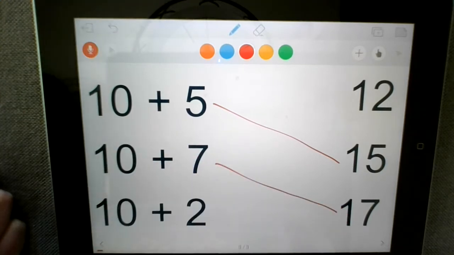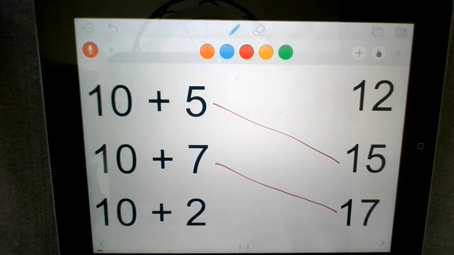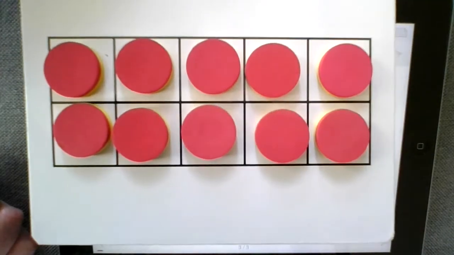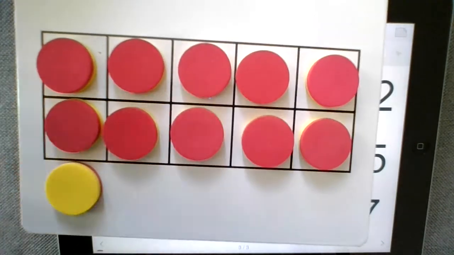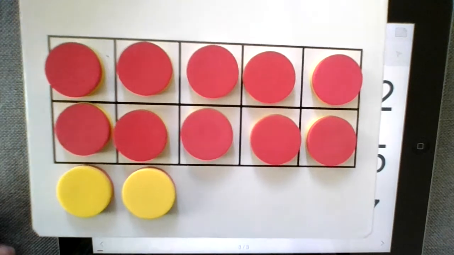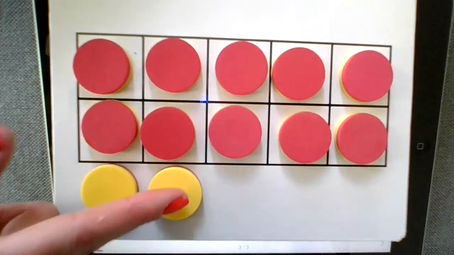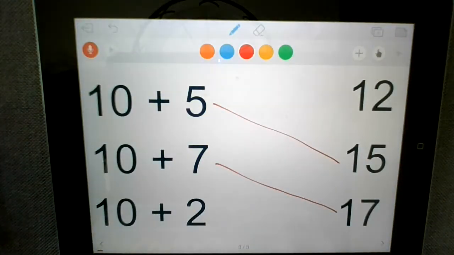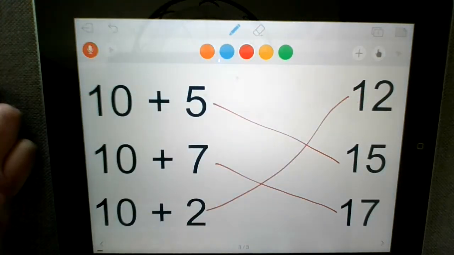So we have one number left. It's saying 10 plus 2 should be 12. But let's check that together. So we have our 10 frame. We can say 10, and now we just need to add 2 more. 10 and 1, 2 more. So let's count together. 10, count on, 11, 12. 10 and 2 more is 12. And that's what we thought it would be. So we're going to draw a line to our final equation.